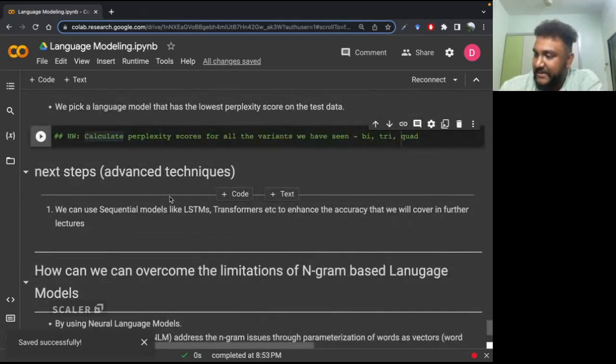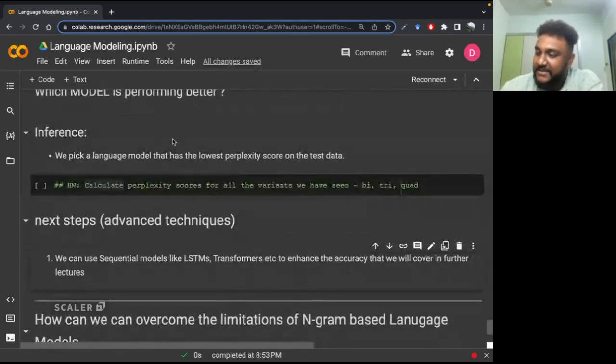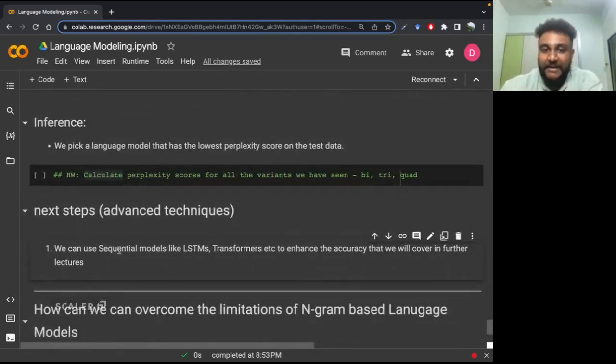There are some other advanced techniques like LSTMs, transformers, etc., which we can use to enhance the accuracy of this prediction task, and we're going to study them as a part of this course, right? I think 2 or 3 lectures from now, we're going to start talking about LSTMs, and the last couple of classes are going to be for transformers.